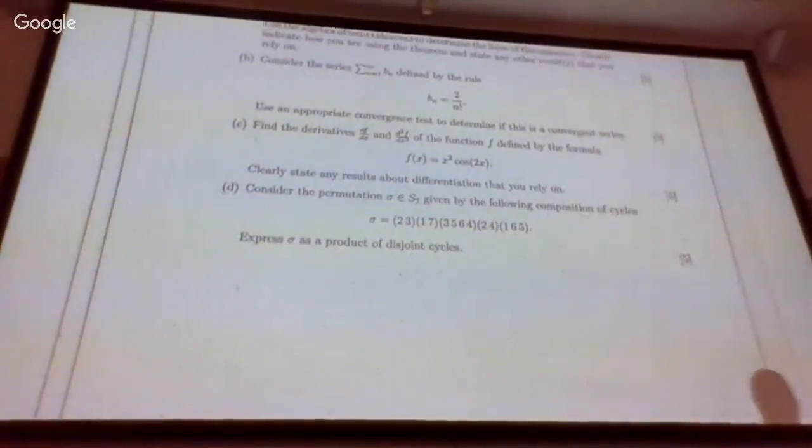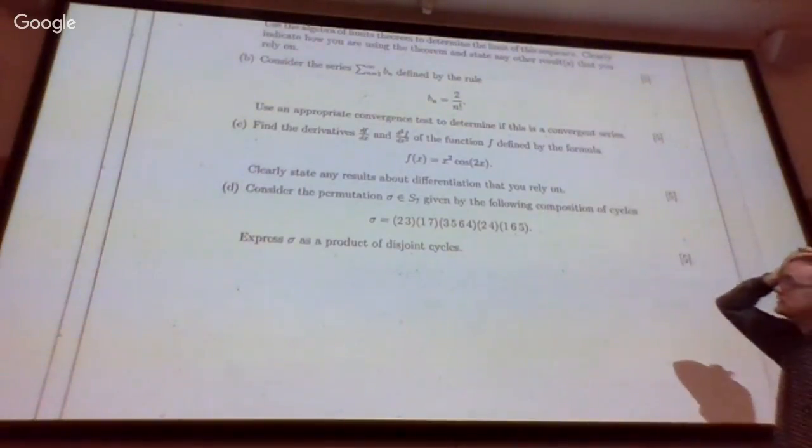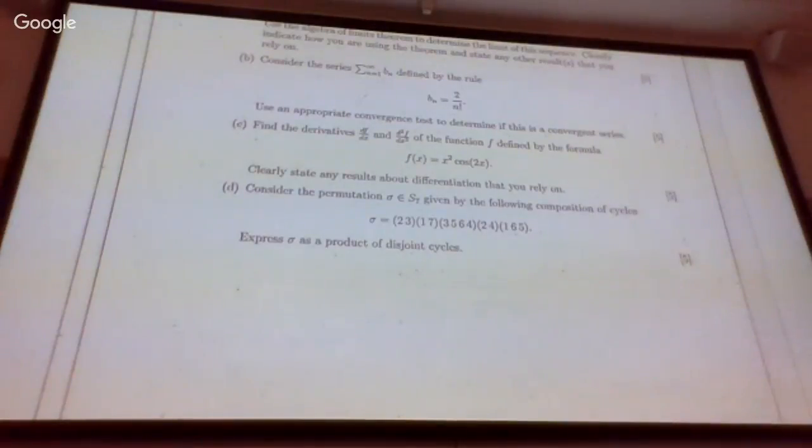Okay, so question 1B. Consider this series here, the sum of the terms Pn. Pn is defined as 2 over n factorial. Use an appropriate convergence test to determine if this is a convergent series.